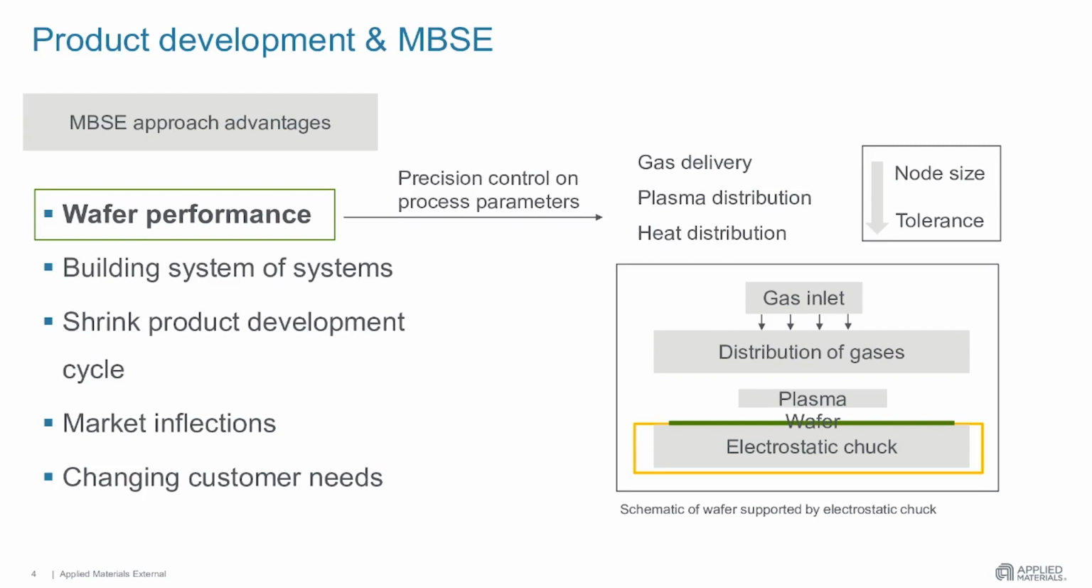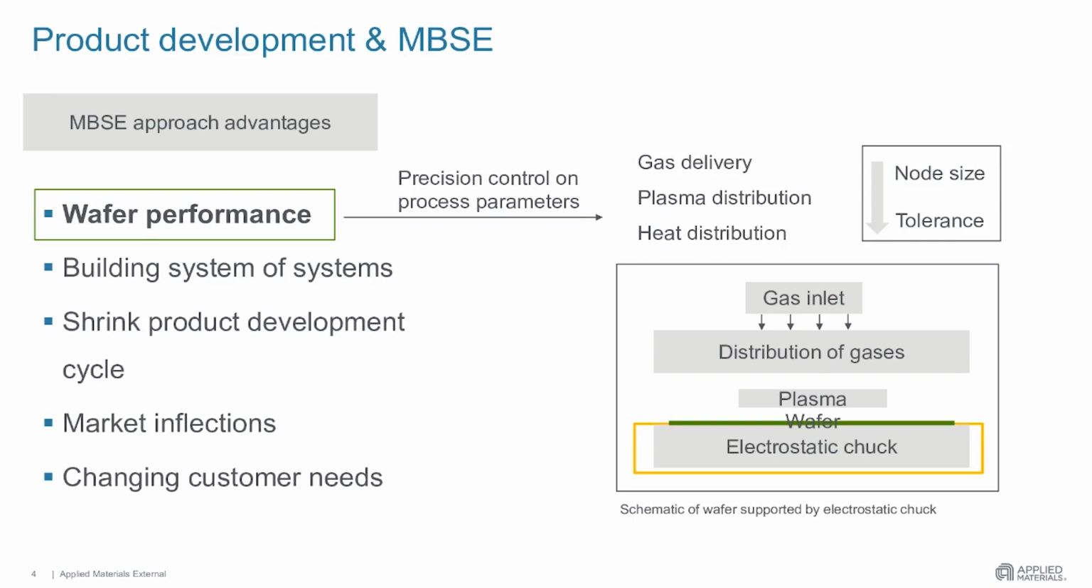Now let's talk a little more about the wafer performance and what kind of control we would need on the process parameters and the components. To list a few: how we will bring in the gases for wafers to form, how we will distribute plasma evenly over the wafer, or for that matter, heat. All of these eventually affect the performance of the wafer. And as the node size drops, as the chips are getting smaller, our tolerance for these parameters really becomes tighter.